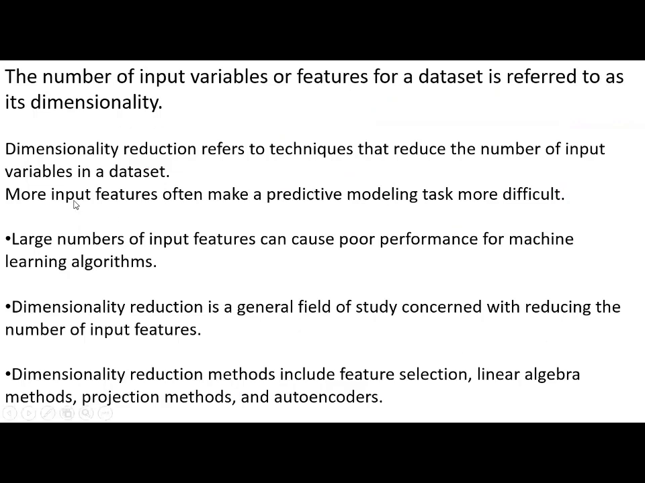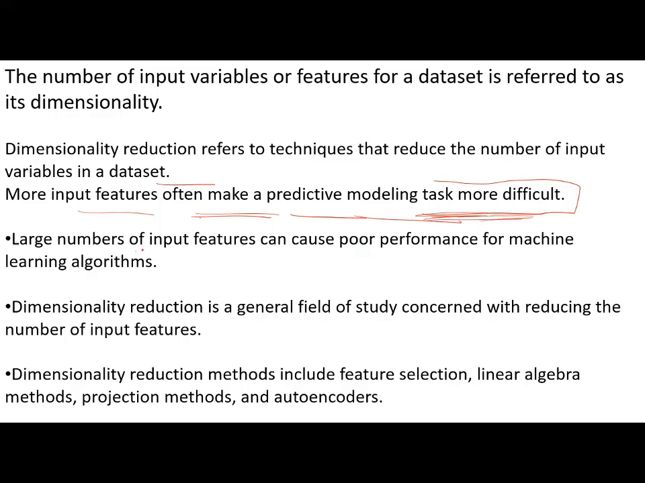Right, the number of input variables or features for a data set is referred to as its dimensionality. Dimensionality reduction refers to the techniques that reduce the number of input variables in a data set. More input features often make a predictive modeling task more difficult. Sometimes a limited number of features definitely gives you good prediction, but more input features often make a predictive modeling task more difficult.